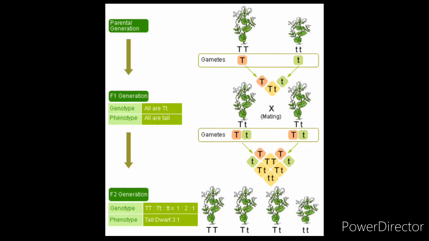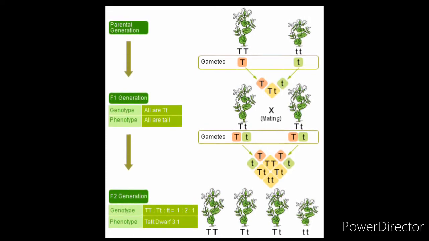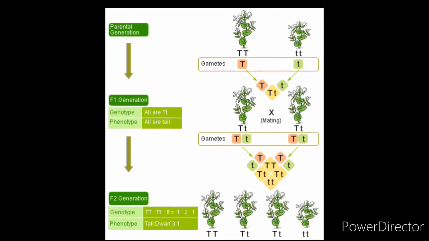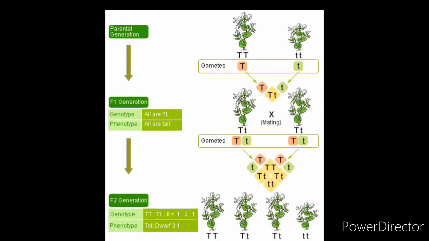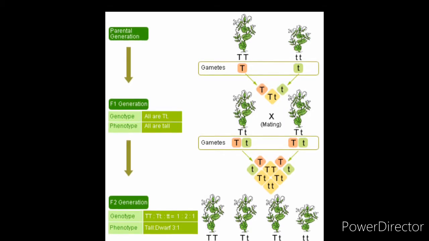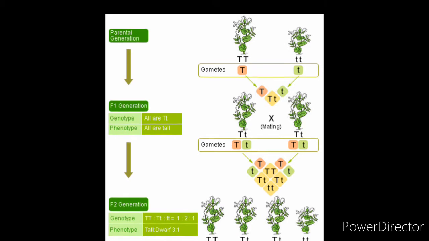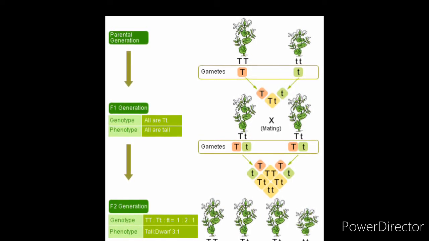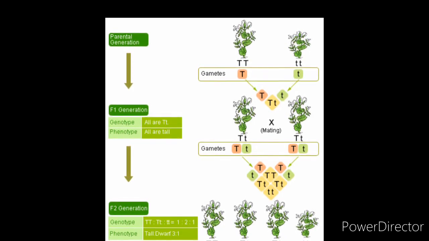In the F1 generation, we get a hybrid, capital T, small t, but phenotypically all are tall. Phenotype means morphological expression, genotype means genetical expression, right? In the F2 generation, we get genotypically one tall, one dwarf, two hybrids, but phenotypically we get three tall and one dwarf. Right.